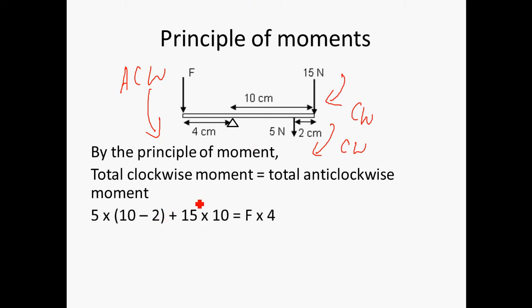So both the clockwise moments will be 5 times 10 minus 2. Then you say, why is it 10 minus 2? Remember, the distance d has to be the perpendicular distance from the force to the pivot. So it has to be this distance, which is 10 minus 2 or 8 cm. So this is 8 cm plus 15 times 10. Alright, so this sum of two moments equals F times 4. So you'll get 47.5. Okay, so let's move on to the next one.